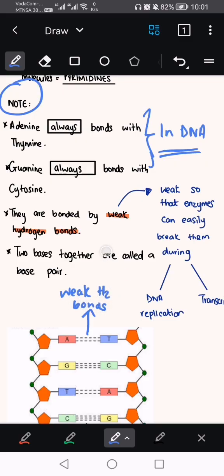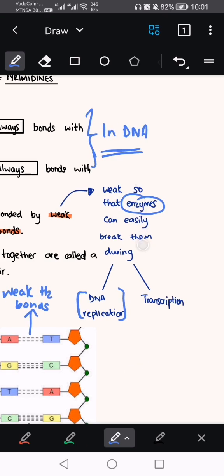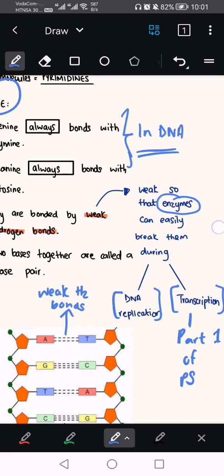And the reason why these hydrogen bonds are weak is so that enzymes can easily break them during DNA replication and transcription. Transcription is the first part of protein synthesis, right? So you can just say that that is part 1 of protein synthesis, dear grade 12.